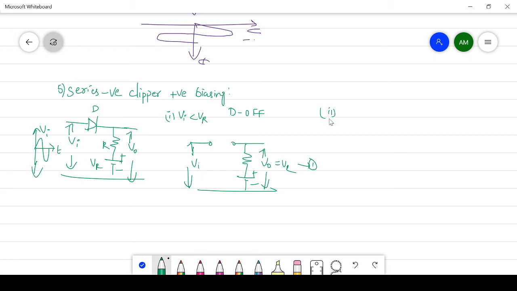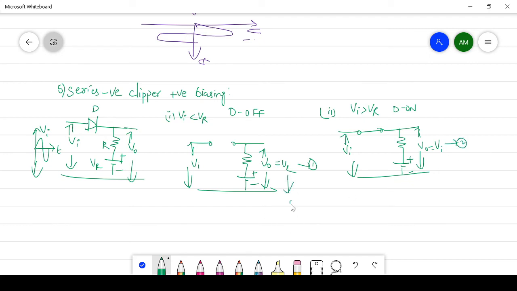Next, the second condition is Vi is greater than Vr. In this condition, the diode is on. Diode on is nothing but a short circuit. Short circuit means the output voltage is equal to the input. Whatever we have applied to the circuit, that voltage we get at the output side. So this is equation 2.